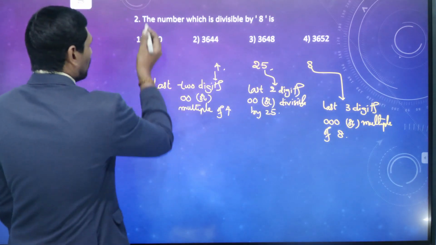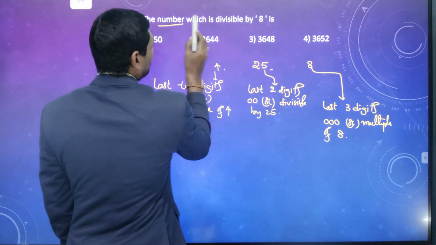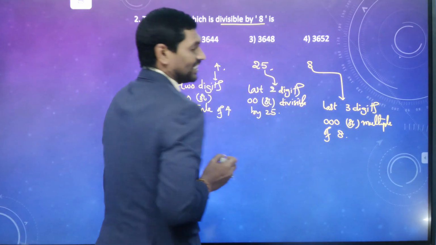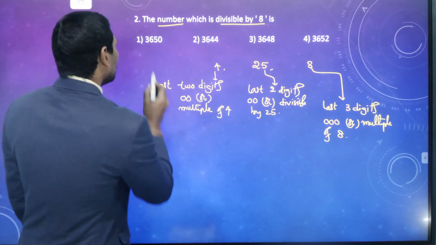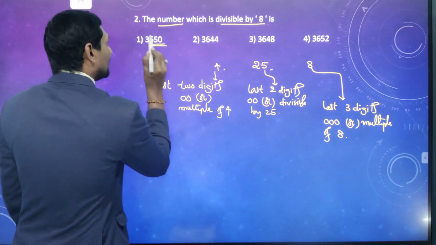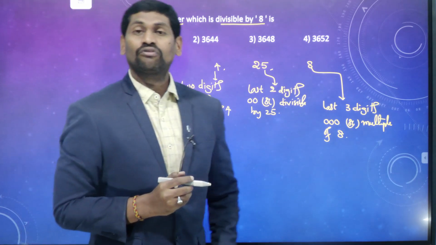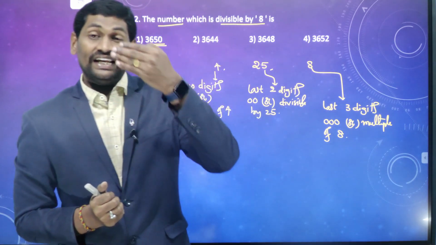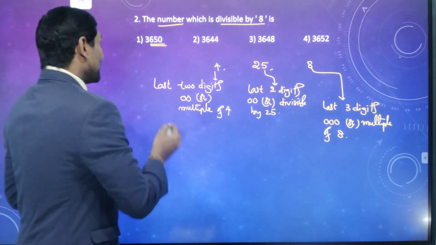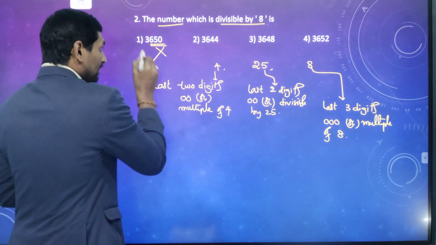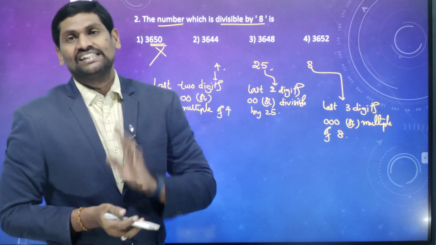Now according to the question, the number which is exactly divisible by 8. Divisible by 8 means I have to check the last 3 digits. So what are the last three digits? 650. But we know 8 8s are 64, 8 80s are 640. 650 is not a multiple of 8, so option 1 is incorrect.